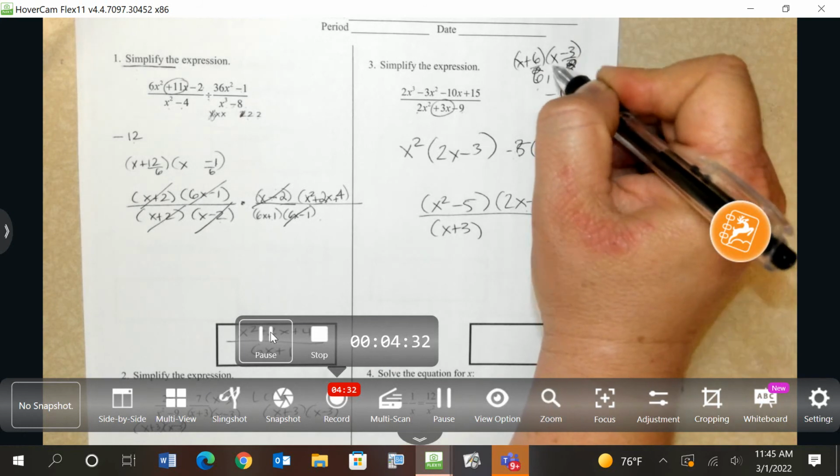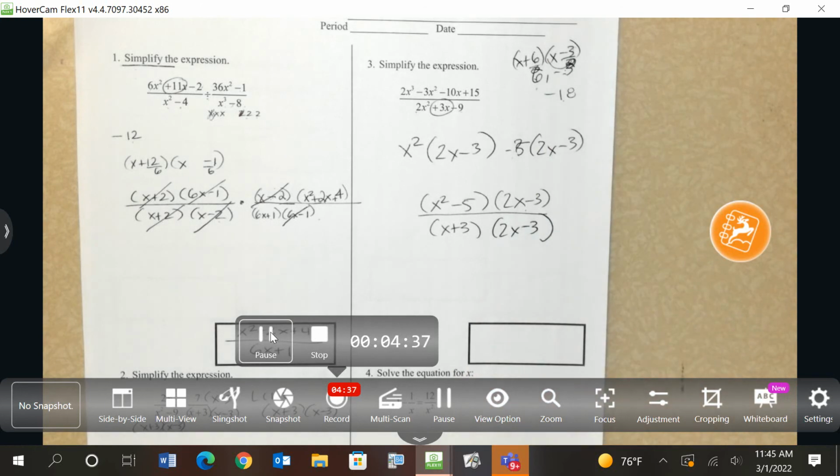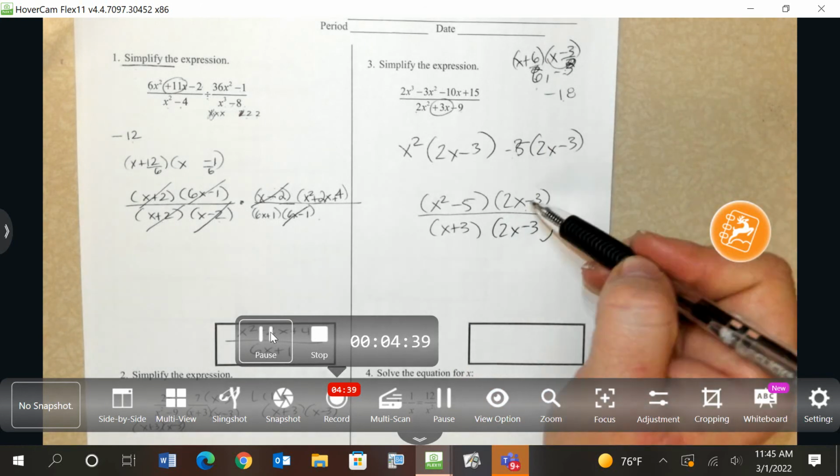3 over 2 can be reduced. The bottom number pushes up. You get 2x minus 3. So I've done everything right, but to simplify means to fully simplify.